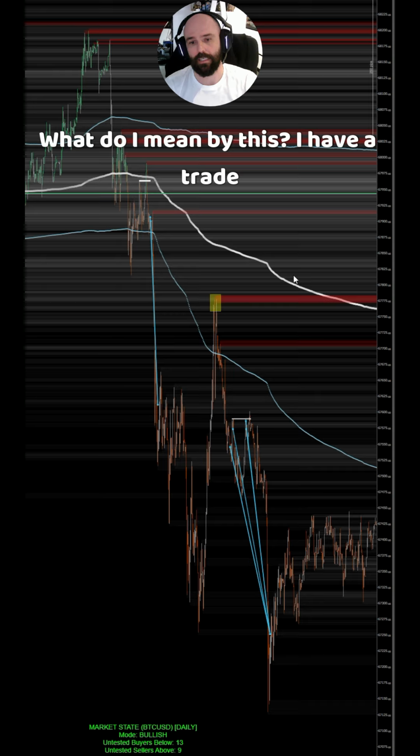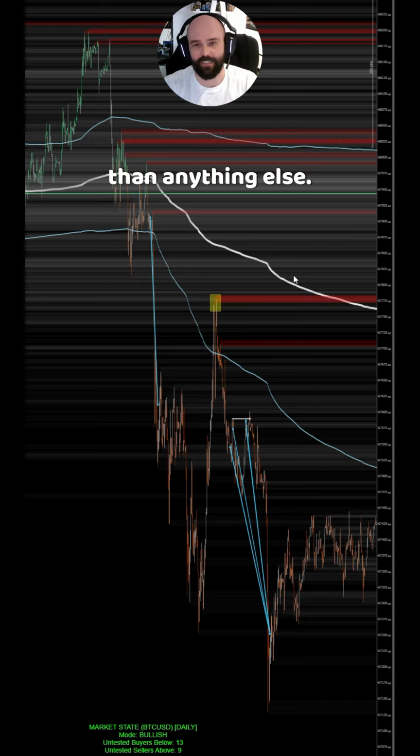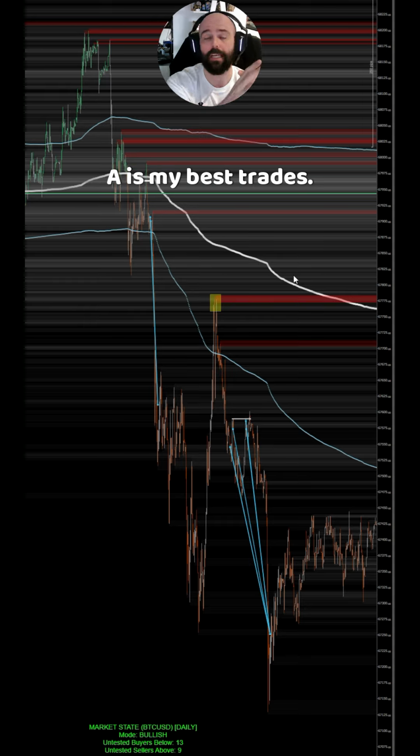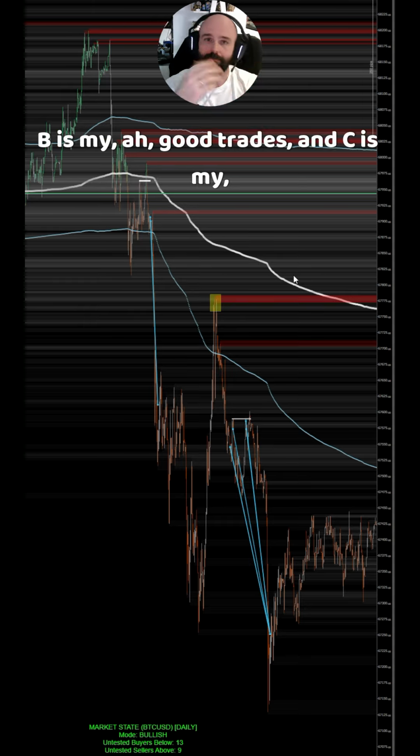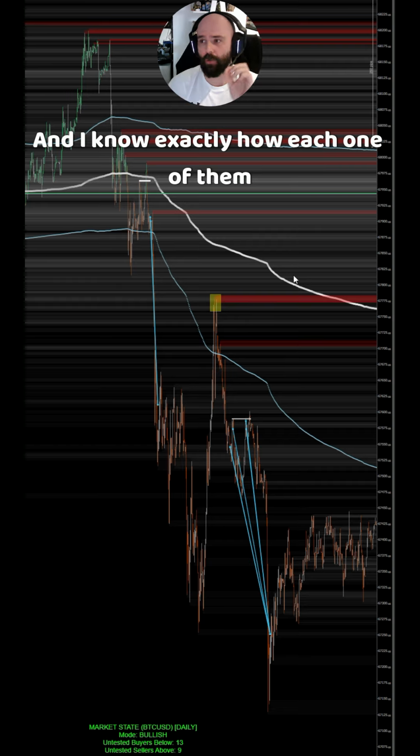What do I mean by this? I have a trade criteria right now that helps me more than anything else. It's basically this: having an A plus setup, a B setup, and a C setup. A, B, C. Quite simple. A is my best trades. B is my good trades. And C is my, well, not the best setups. And I know exactly what each one of them looks like.